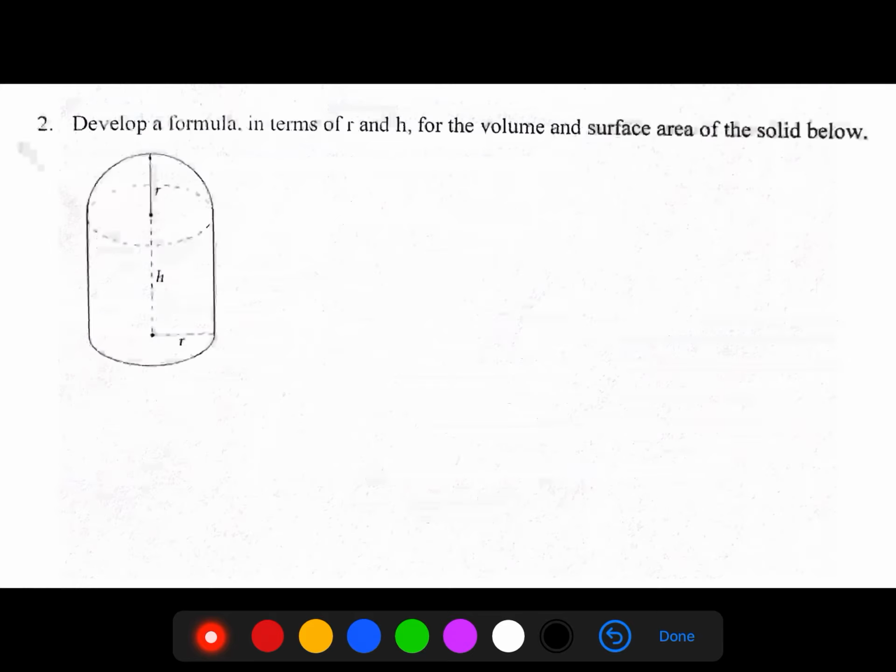And again, we double check our units. Volume is cubic units, surface area is square units, and just double check that everything makes sense.